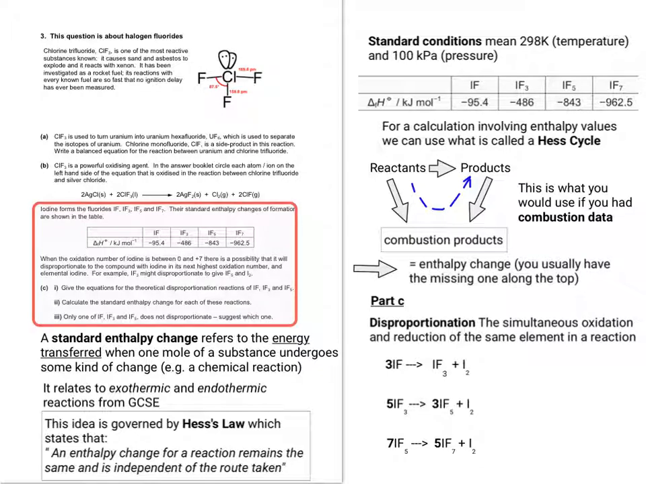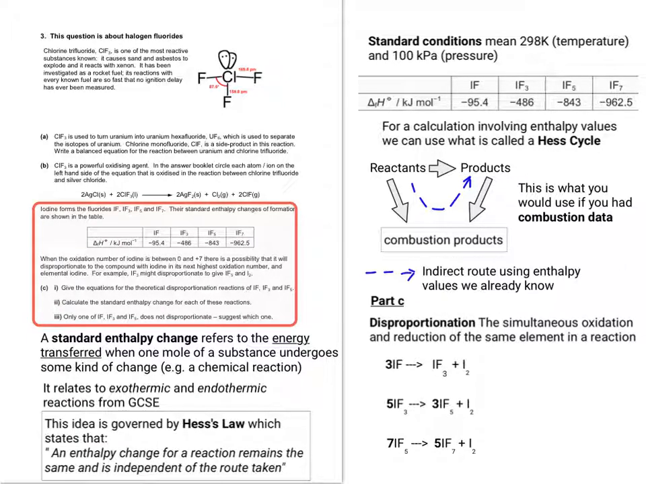You'd have your combustion products, usually oxides, at the bottom, the reactants going to your products at the top, and the grey arrow represents an enthalpy change. And there'll be one missing that you're trying to calculate. That's the one that goes across the top. The ones that point down are the ones you already have. So the indirect route is using enthalpy values we already know.